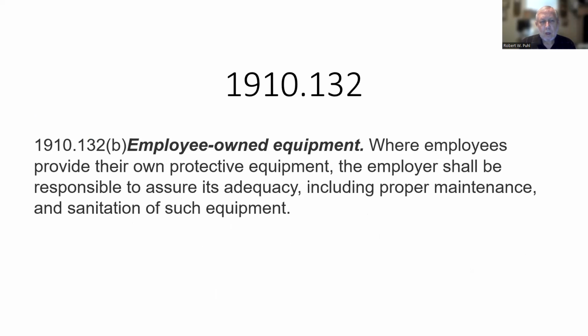Employee-owned equipment. Where employees provide their own protective equipment, the employer shall be responsible to assure its adequacy, including proper maintenance and sanitation of such equipment. So this happens sometimes. The employee says, okay, I've got these great ear protection and that's what I'm going to use. I like them and I've had them for a long time. So that's fine. Can they use them? Sure they can. But the employer is still responsible to ensure that the hearing protectors are adequate, being properly maintained, and being kept clean.